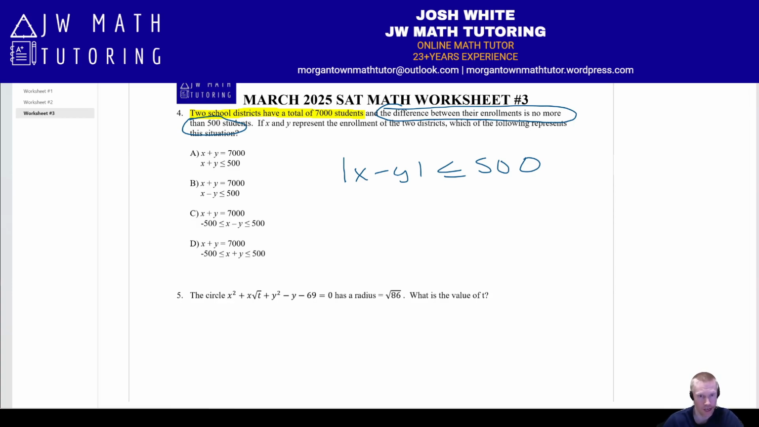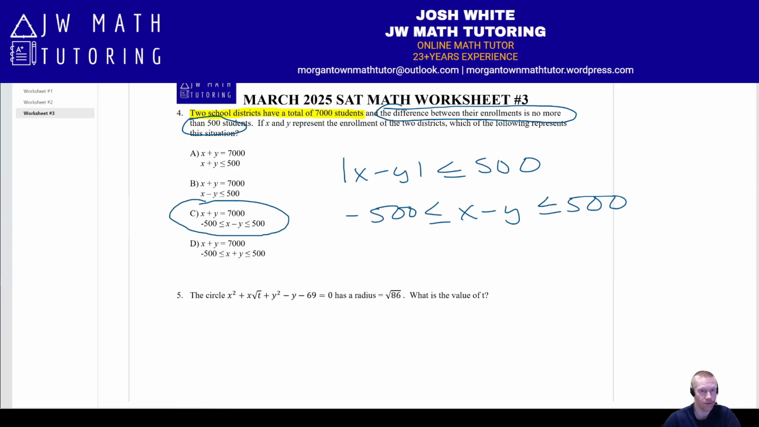Because when you break this down, when you set up the two things, essentially what you end up with is this compound inequality right here. Basically, it's going to be from negative 500 to positive 500, the difference in their enrollments. That's what the subtraction's for, difference. And it's going to be positive if X is the school district with the larger enrollment, but it would be negative if X has the smaller enrollment. So the correct answer for this one is going to be letter C.